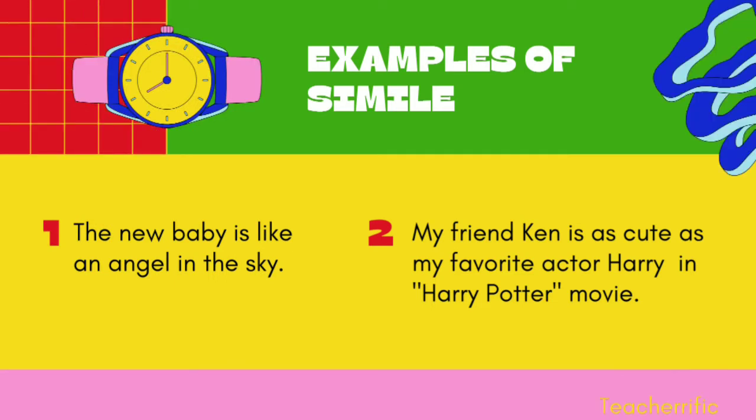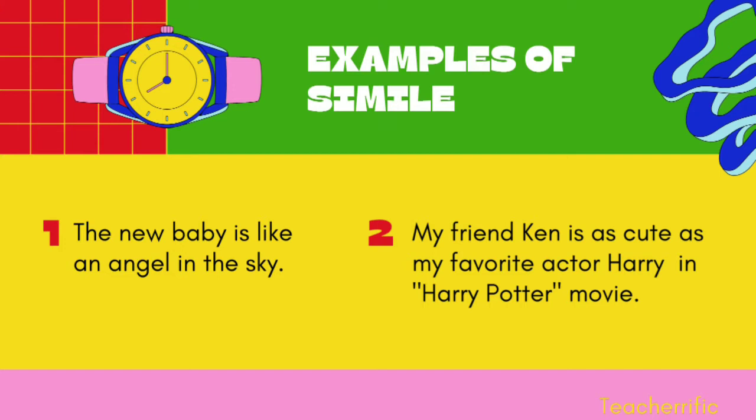In order to understand what is simile, here are examples. Number 1. The new baby is like an angel in the sky. In this sentence, the two concepts being compared are baby and angel because they have a similar characteristic, which is innocent, and they are being compared using the word like.